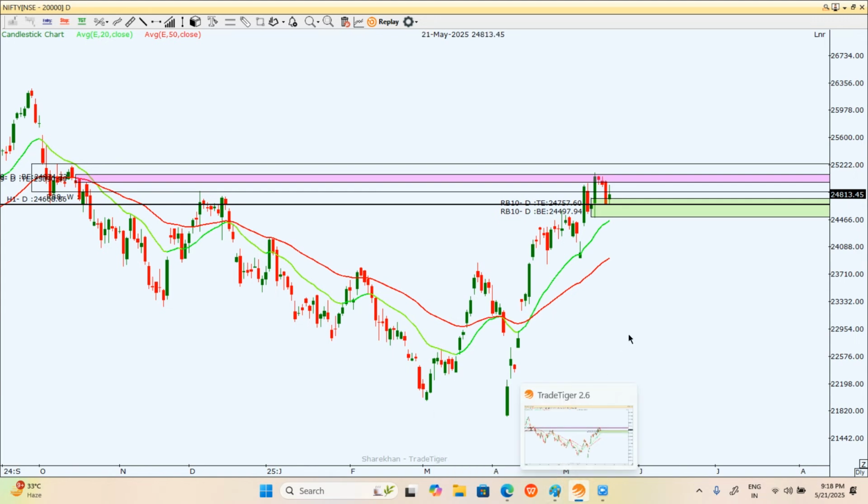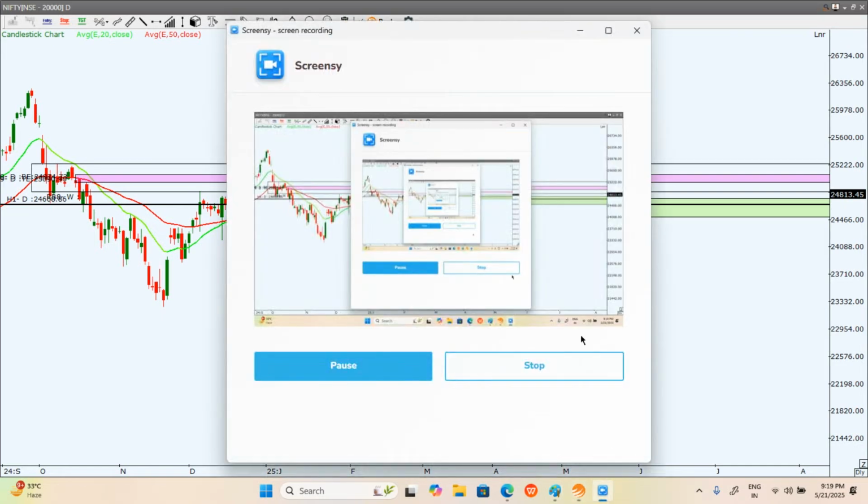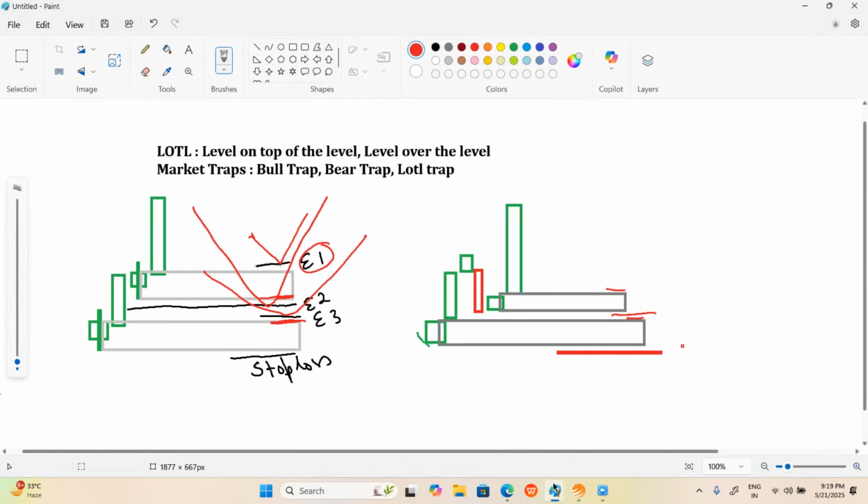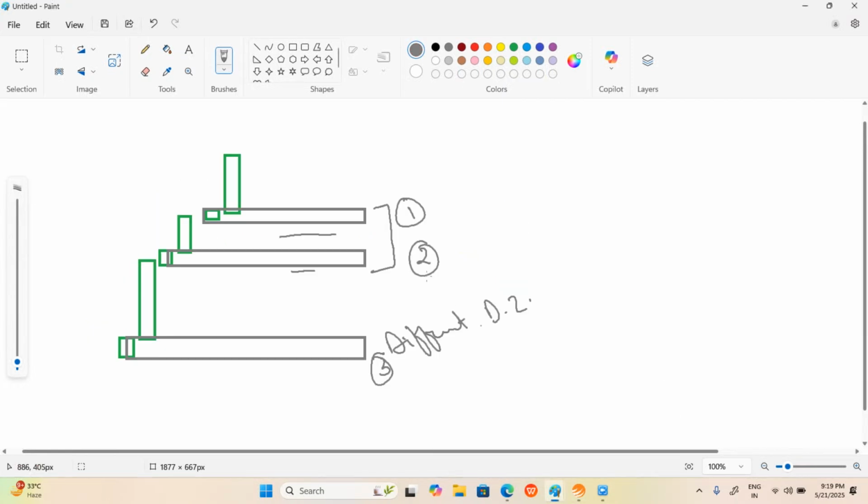Okay, let me show you what happened with Nifty FMCG. Okay, let's go back to the picture. Here we can see that there are entry number 1, entry number 2 and entry number 3. Let's discuss this picture only, or we can discuss the picture here also, demand zone number 1, 2 and 3.